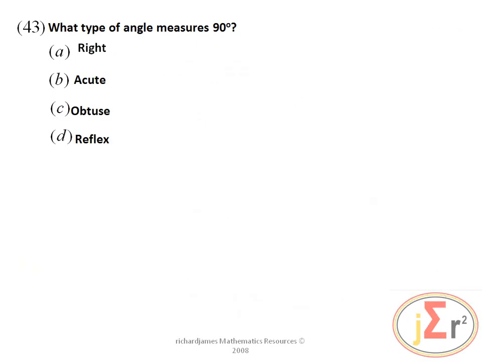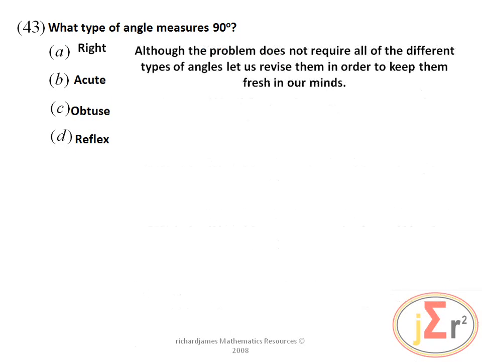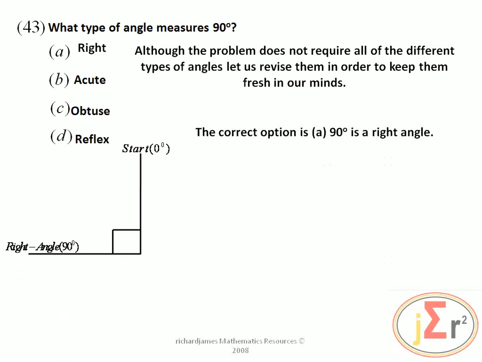What type of angle measures 90 degrees? Although the problem does not require all of the different types of angles, let us revise them in order to keep them fresh in our minds. The correct option is A. 90 degrees represents a right angle.